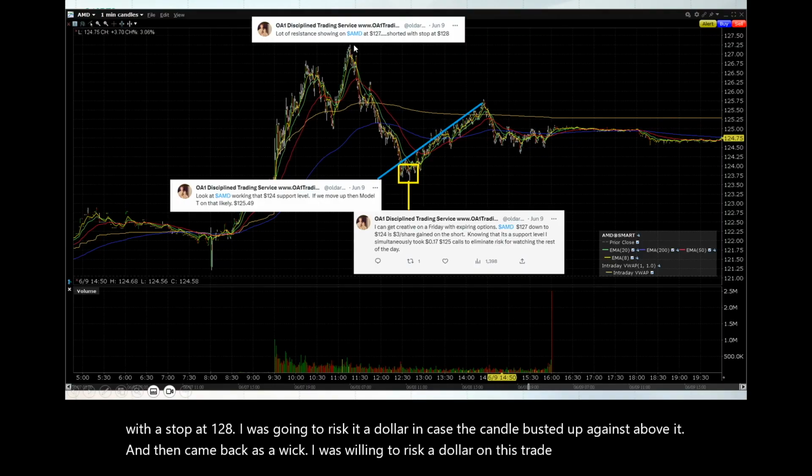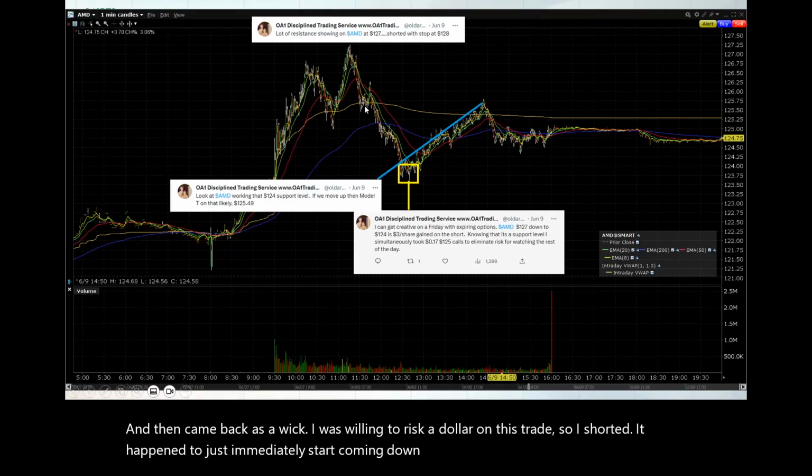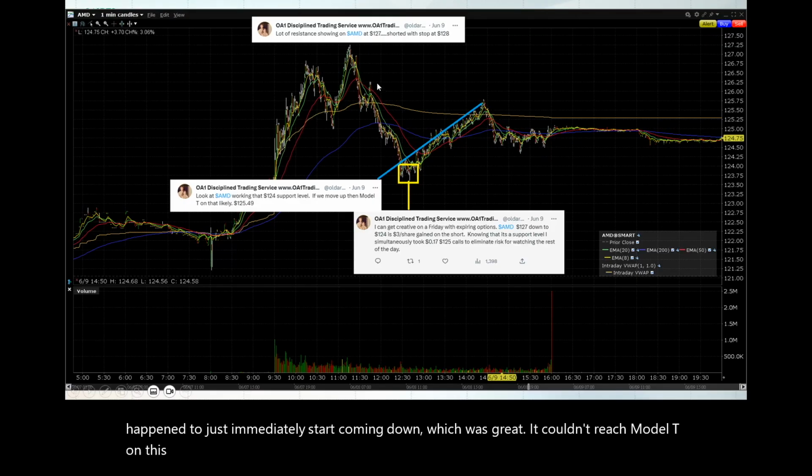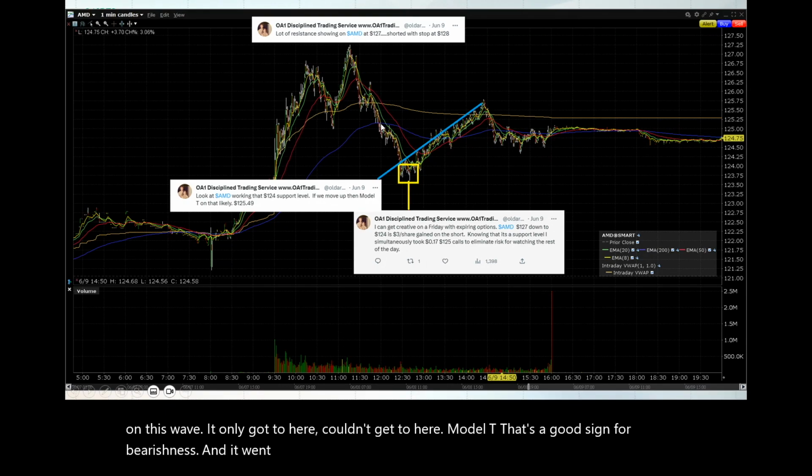I was willing to risk $1 on this trade. So I shorted it, and it happened to immediately start coming down, which was great. It couldn't reach Model T on this wave. It only got to here. It couldn't get to here, Model T. That's a good sign for bearishness, and it went into a straight dive.